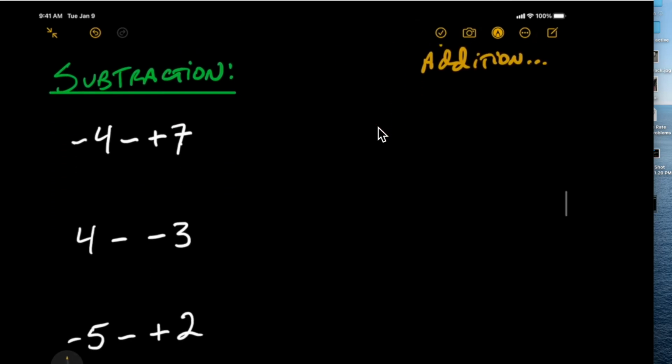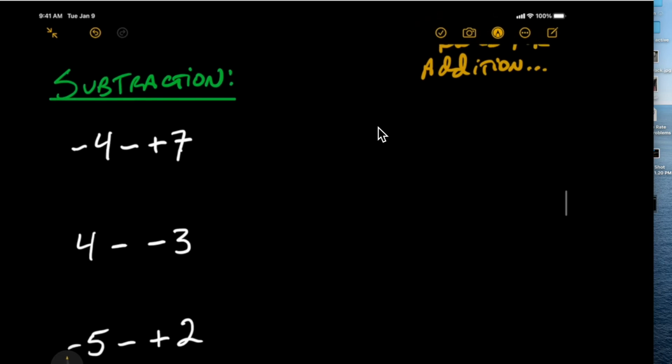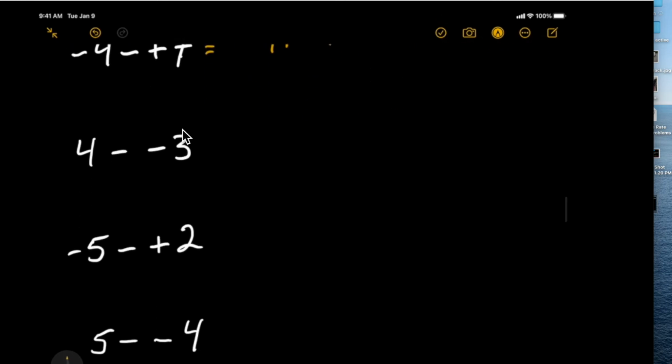Okay. So let's continue with some subtraction problems. We are subtracting. We're going to flip these signs and make it an addition problem. So we're going to change this to -4 plus -7. We are now adding two integers. The two integers have the same sign, which is negative. Therefore, we're going to add the numbers, and the final answer is going to have the same sign that they both share.